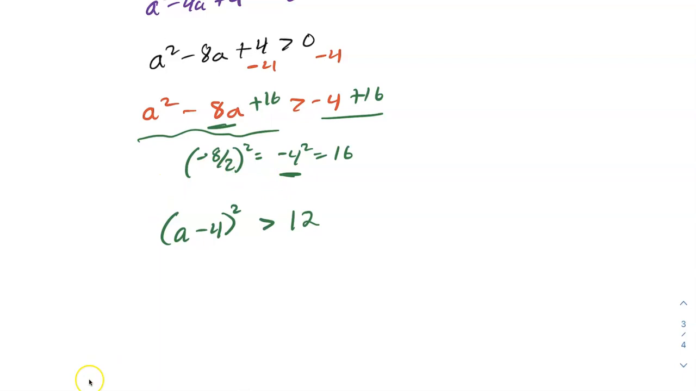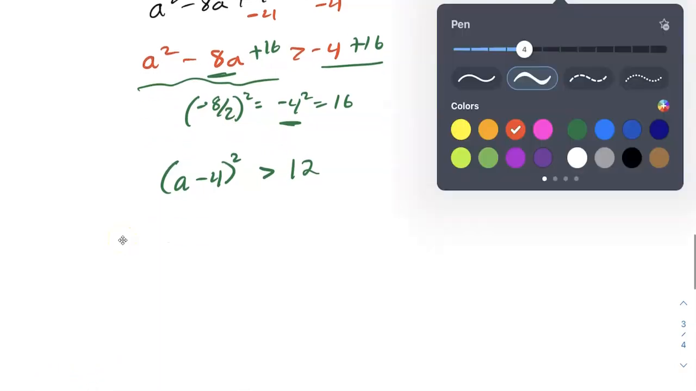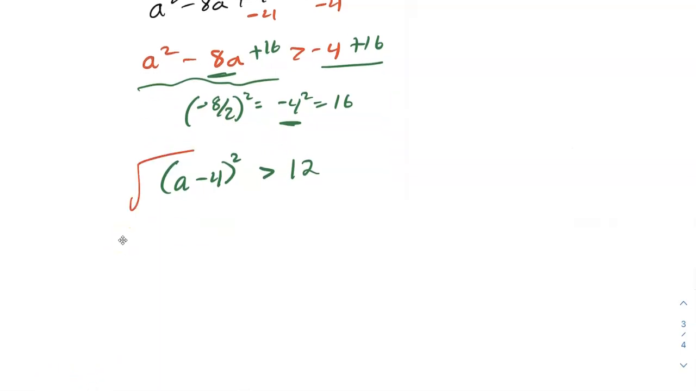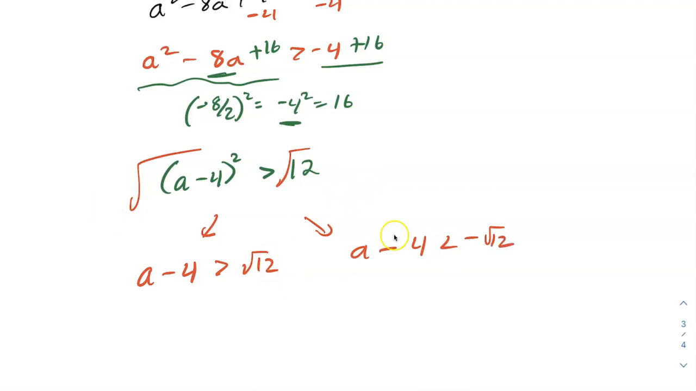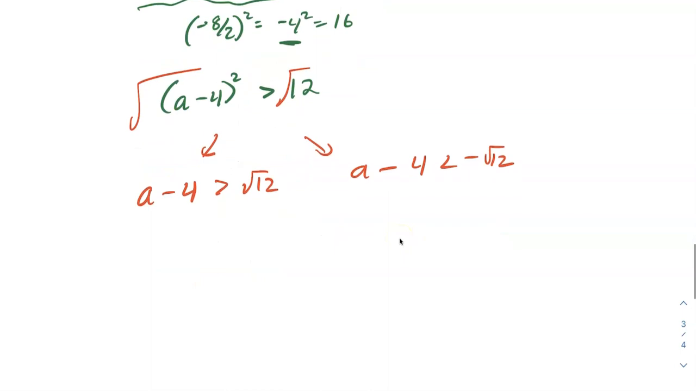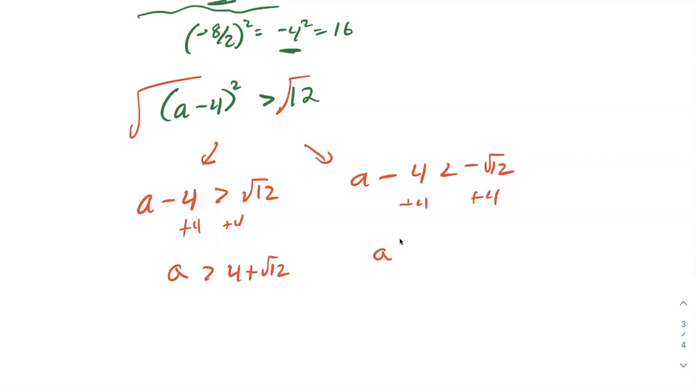Next I'm going to square root it, and then you might have to go, wait, that doesn't keep equivalence. Well, it does if you consider both portions. So we have a minus 4 is greater than square root of 12, and/or a minus 4 is less than negative square root of 12. If you want to keep equivalence, you have to keep in mind both possibilities here. Square rooting, and then you add 4. So I get a is greater than 4 plus square root of 12, or a is less than 4 minus the square root of 12.